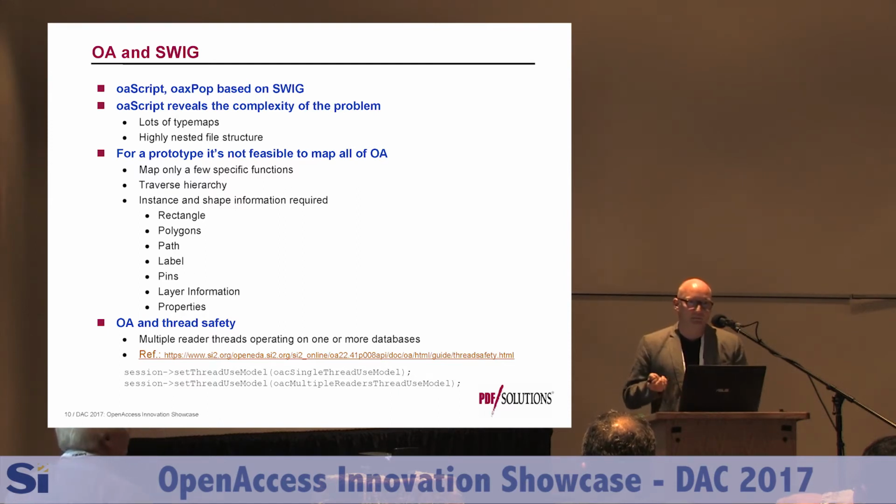So I decided not to map everything to Go because, for this idea, it's not necessary. We don't need everything. The only thing we need to map is something so that we can access an OpenAccess library, traverse the hierarchy, and get all the information out we want to display, like rectangles, polygons, paths, so any kind of geometric object, maybe some additional layer information and some properties. That's pretty much it. And then we essentially make our own little wrapper, and that gets SWIGged to Go.